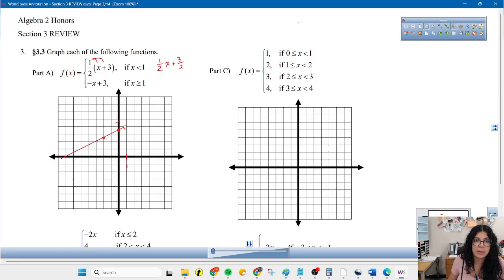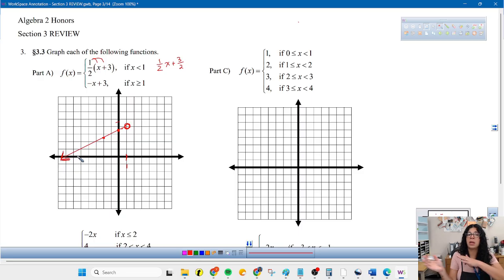And I'm going to erase my closed circle. I almost put a closed circle there because it's less than 1. So it's not including 1. So I will put an open circle at 1 and then the arrow on the left because I am using it all the way to the left of 1, but just not including 1 or to the right of 1.